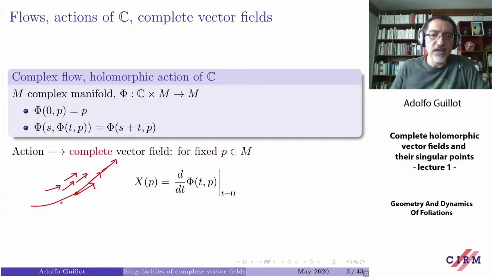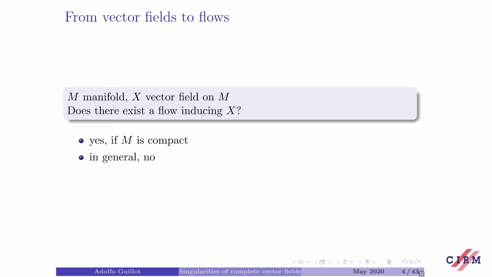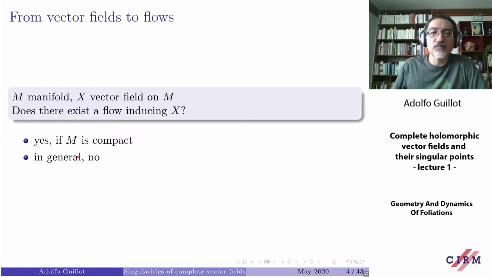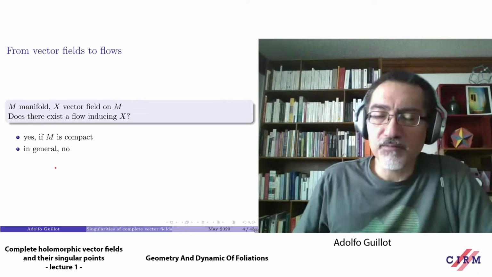The drawing I'm making here is with lines, so I'm thinking more of the real phase portrait. This is the problem: if I have a complex manifold M and X, a holomorphic vector field on M, is this vector field complete? Does there exist a flow inducing this vector field? In general, the answer is no, not necessarily. There are conditions; for example, if your manifold is compact, then you will have a holomorphic flow. But in general, the answer is no.